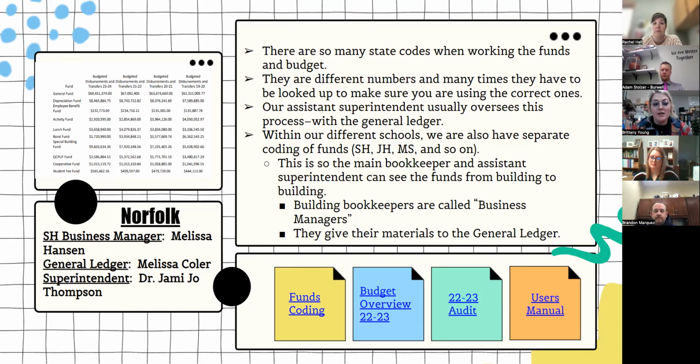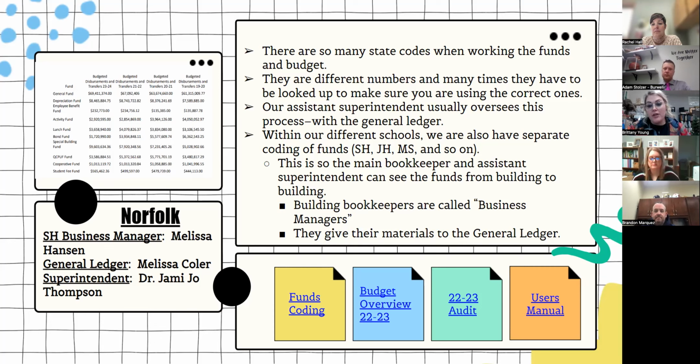Another difference is that each school has a business manager, and that's what we call it. Then at the central office, we call our big wig bookkeeper the general ledger. The senior high business manager is Melissa Hanson, and she handles everything at the senior high. Then she gives a quarterly report and all of that to the general ledger.